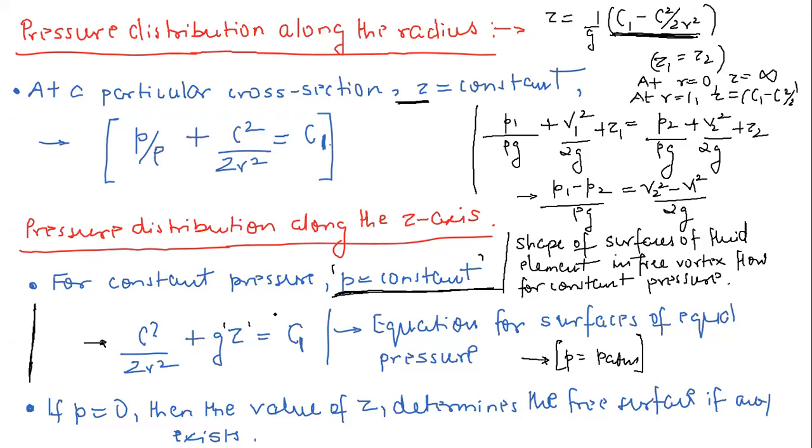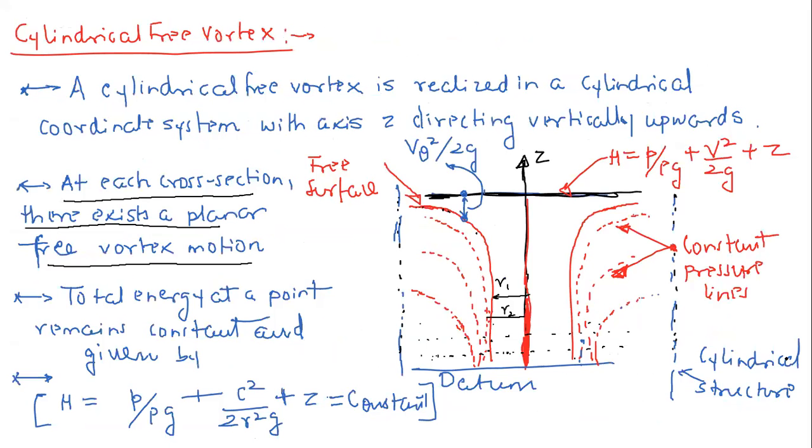So basically in this situation, if the P value is equal to P atmospheric, then always remember the value of Z will give you the free surface. That means if you calculate this value of Z, then you will come to the free surface. So this line which you are seeing is your free surface.